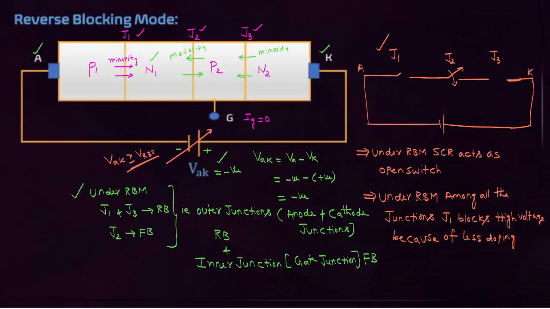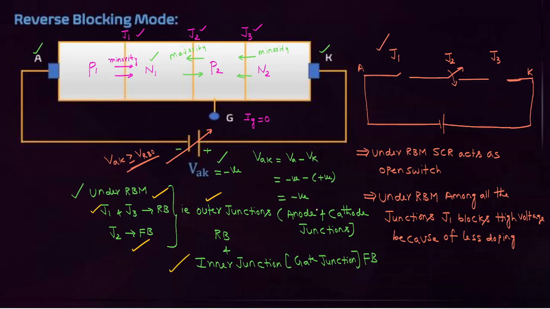In reverse blocking mode, which junctions are reverse biased and which junctions are forward biased? That is important. Under reverse blocking mode of operation, J1 and J3 are reverse biased, J2 is forward biased. J1, J3 means the statement we can also expect like this: outer junctions are reverse biased and the inner junction is forward biased.